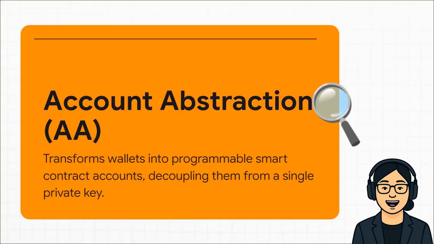So what is account abstraction really? At its heart, it's a technology that literally turns your crypto account into a piece of programmable software, a smart contract. This means your account is no longer chained to a single private key. Instead, it's run by flexible code. And that completely changes the game.